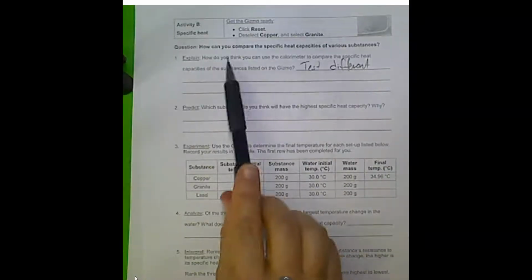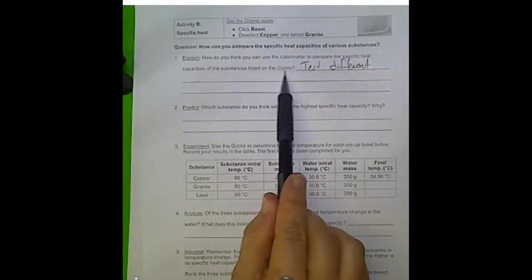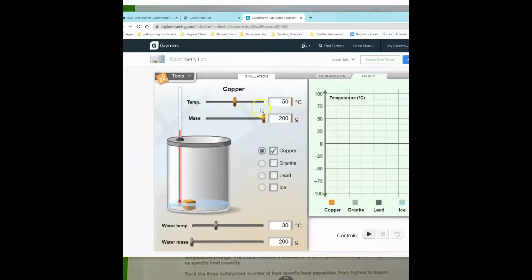Okay, the next one says, how do you think you can use the calorimeter to compare the specific heat capacities of the substances listed on the Gizmo? Well, if we're looking at the Gizmo, we're going to test different substances, and we're going to keep the temperature the same, the mass the same on the substance and on the water, and we're going to see how it changes the final temperature. The ones that have the higher final temperature are going to have higher specific heat capacities because they're more resistant to change. They should wind up with a higher temperature because they're, of course, starting higher. They shouldn't drop as much.